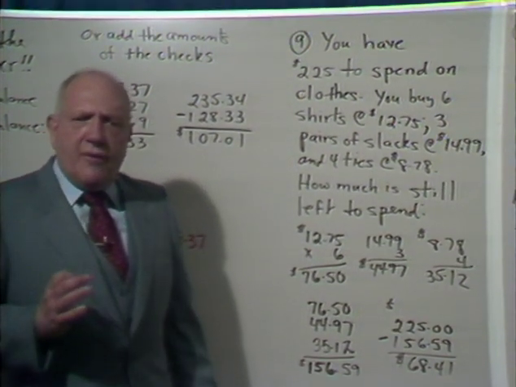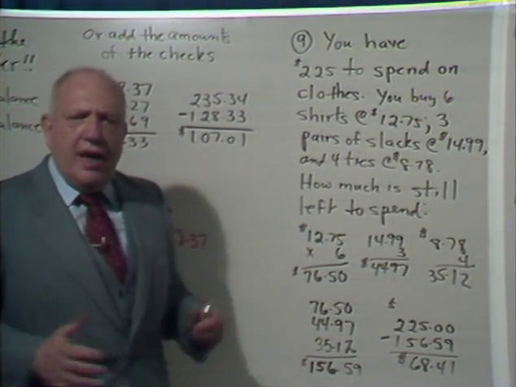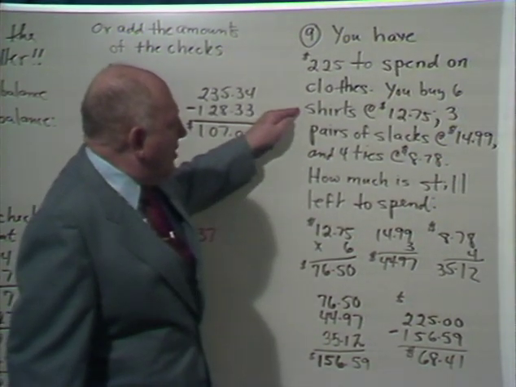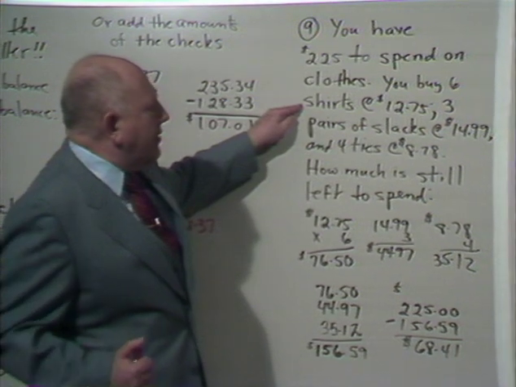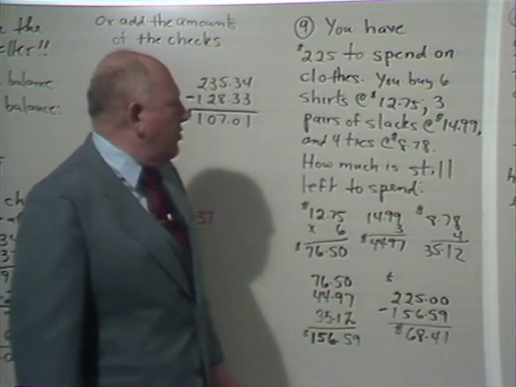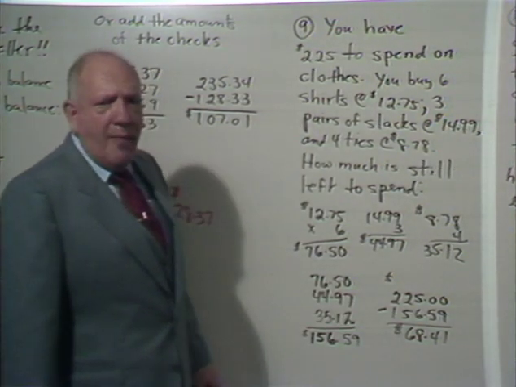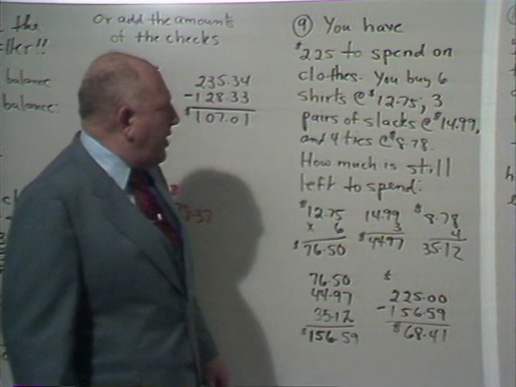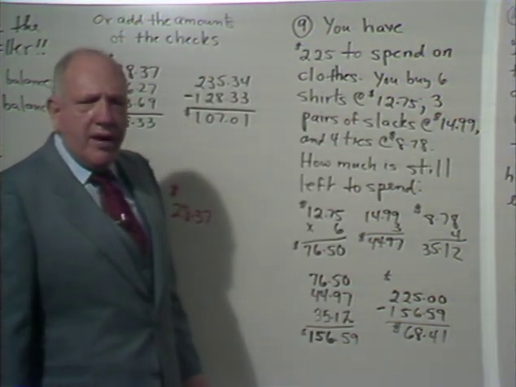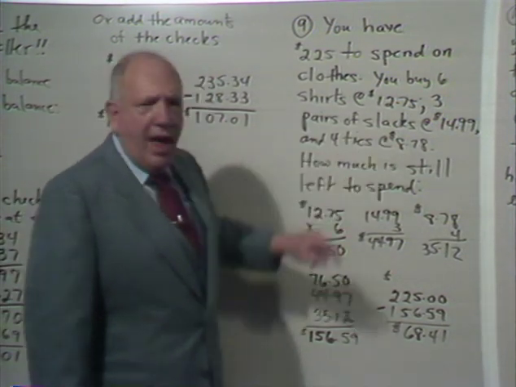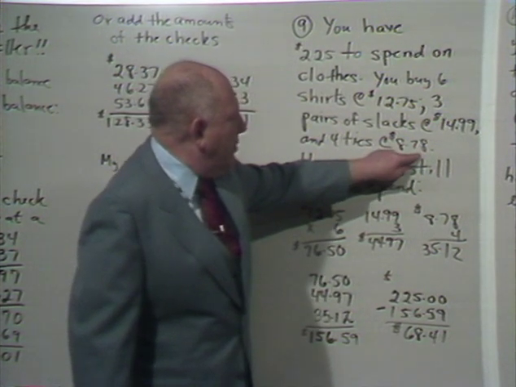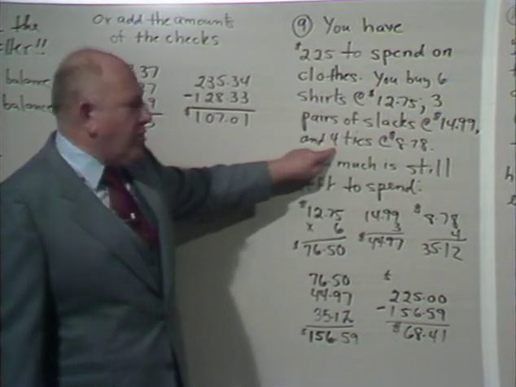See, now you're going to put several computational techniques together. You're first going to find out how much money you spent on the shirts, and how will you do that? That was like a previous problem. You're going to take the price per shirt and multiply that by the number of shirts. Then you're going to find out how much you spent for the slacks. How are you going to do that? You're going to take the price per pair of slacks and multiply that by the total number of pairs of slacks. Then you're going to find out how much you paid for the ties. And how are you going to do that? You're going to take the $8.78 per tie and multiply that by the number of ties, which is 4.